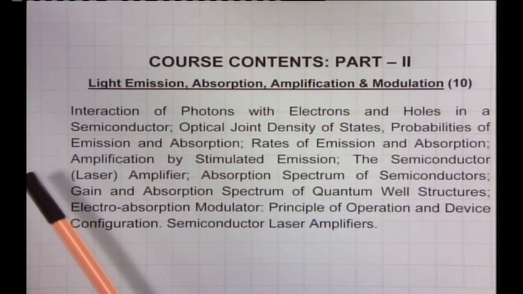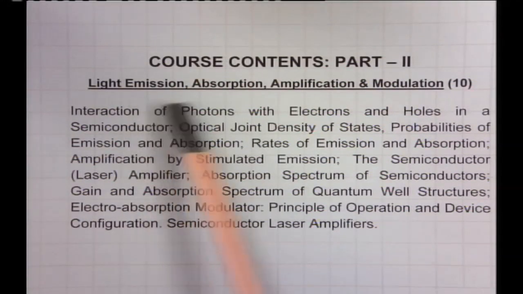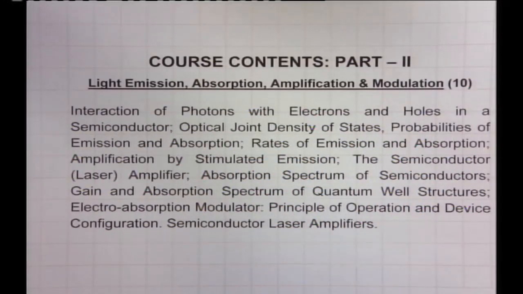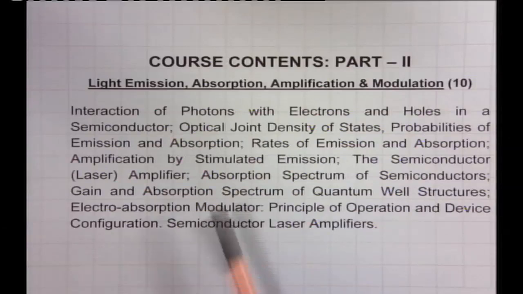In part 2 of the course, we will discuss light emission, absorption, amplification and modulation, approximately 10 lectures. We start with the interaction of photons with electrons and holes in a semiconductor. We will discuss optical joint density of states, probabilities of emission and absorption, rates of emission and absorption, amplification by stimulated emission, which is the basic principle for laser action, and we discuss the laser amplifier, absorption spectrum of semiconductors, gain and absorption in quantum well structures.